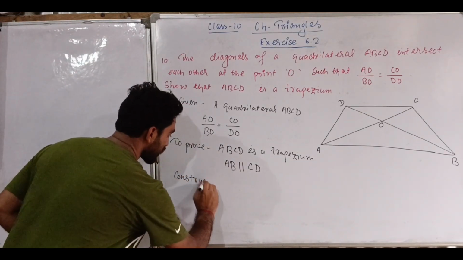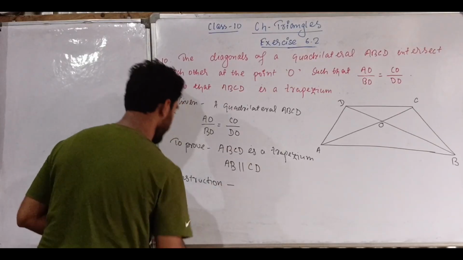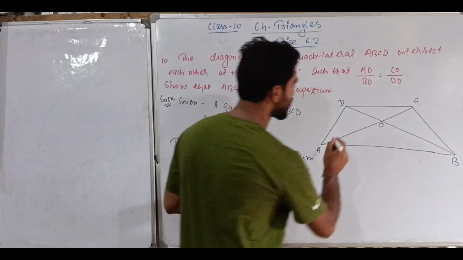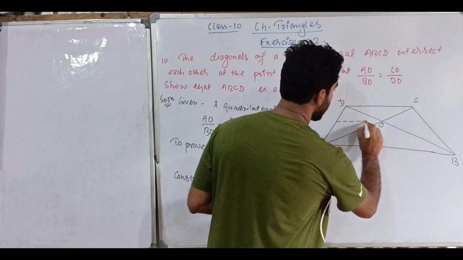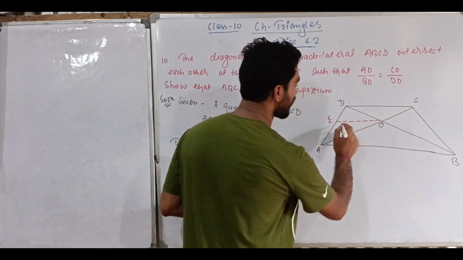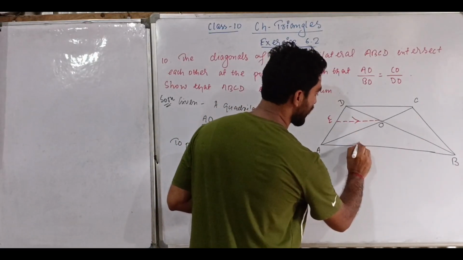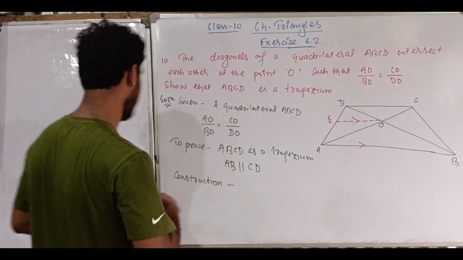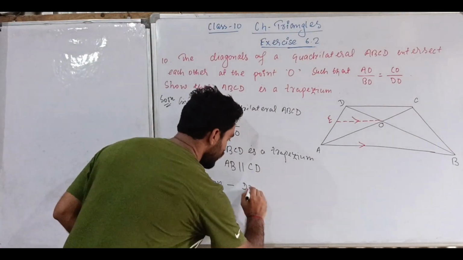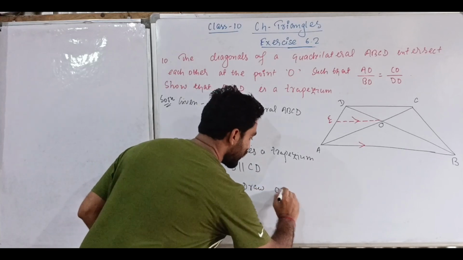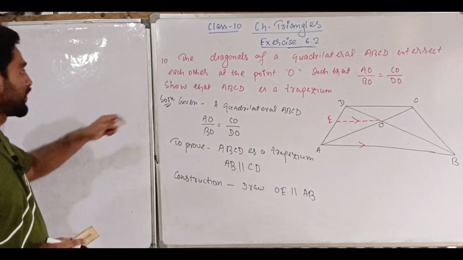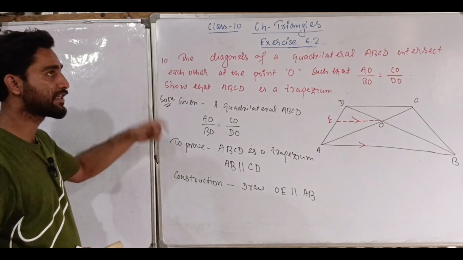Next, construction. So what we have to construct? Similar to question number 9, we have to draw one line, OE, in such a way that OE is parallel to AB. So draw OE parallel to AB. So given, to prove, construction. Next step is proof.